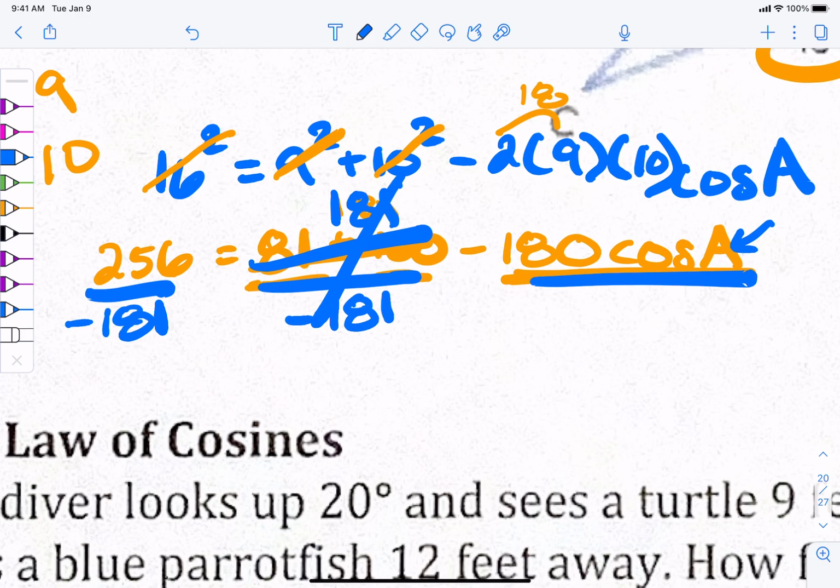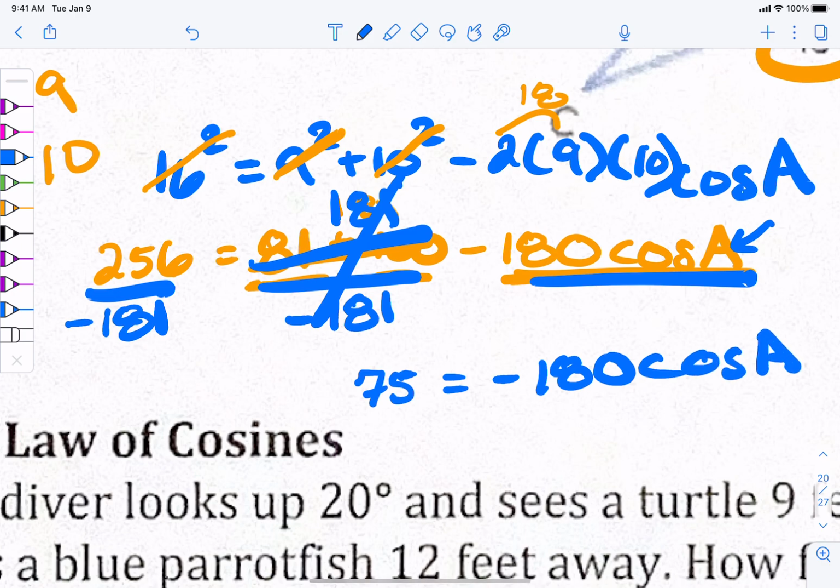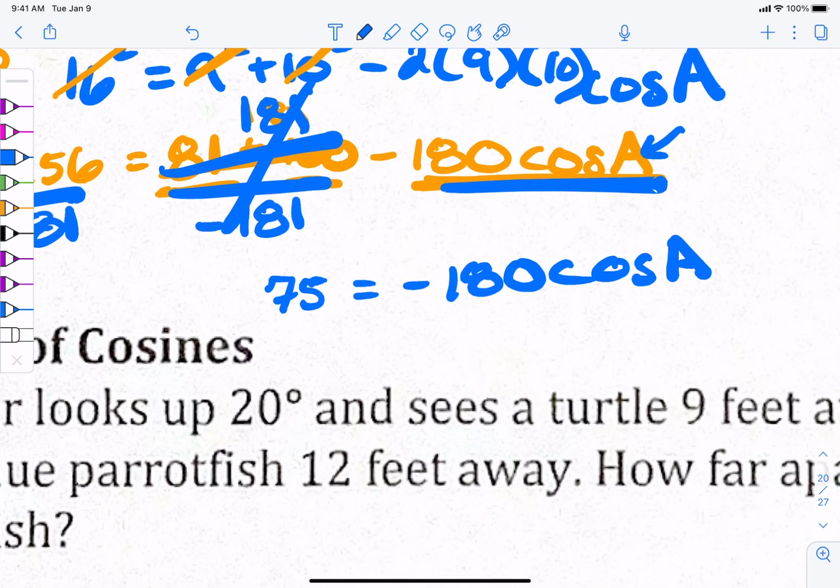75. Yeah, positive 75. 75 equals negative 180 cosine of A. That's what we have on the right side. Negative 180 cosine of A. Now what? Still trying to solve for this A right here.